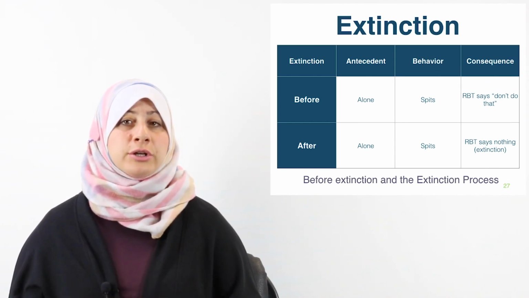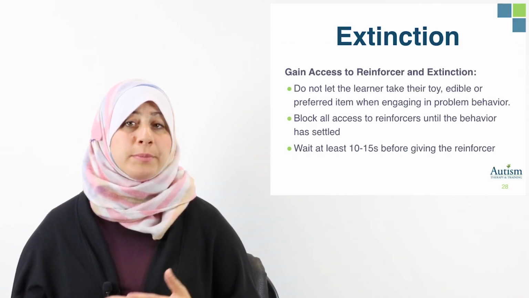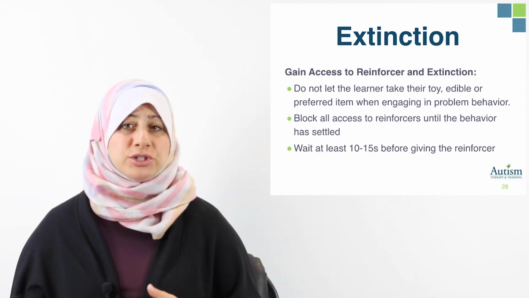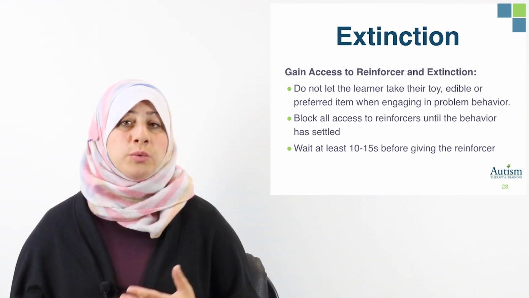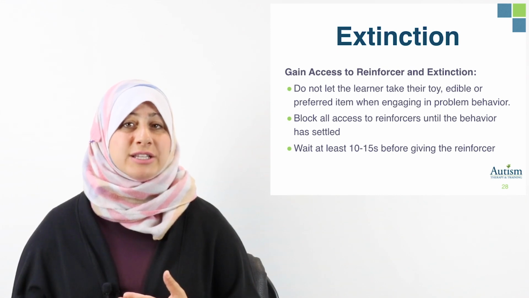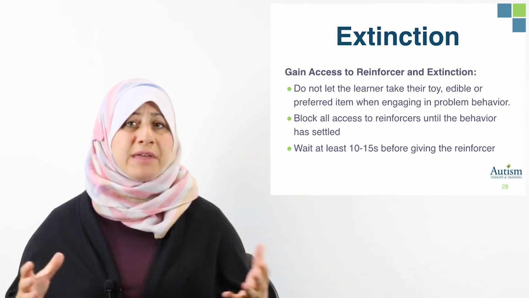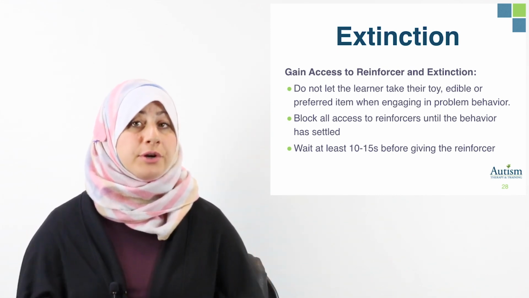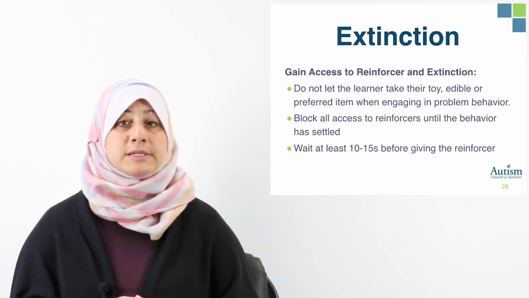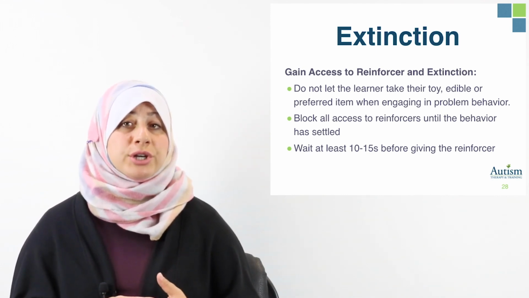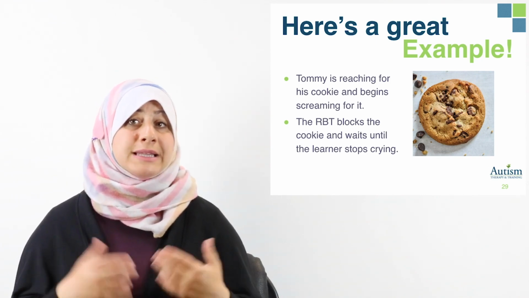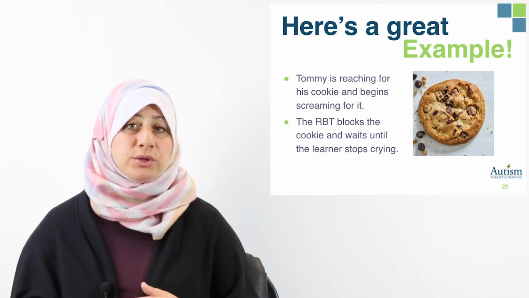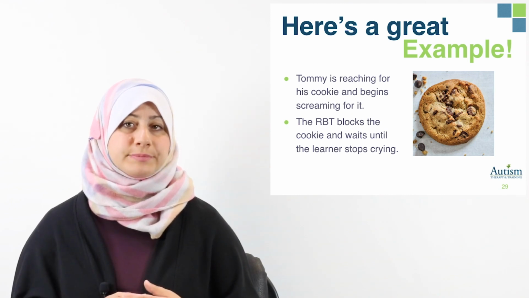You don't want to let your learner take their toy or edible or preferred item when engaging in problem behavior. You want to block all access to reinforcers at this time until the behavior has settled down. You want to wait about 10 to 15 seconds before giving the reinforcer, just to have that gap between the problem behavior and the correct response. For example, Tommy is reaching for his cookie and begins screaming for it. The RBT blocks the access to the cookie and waits until the learner stops crying.